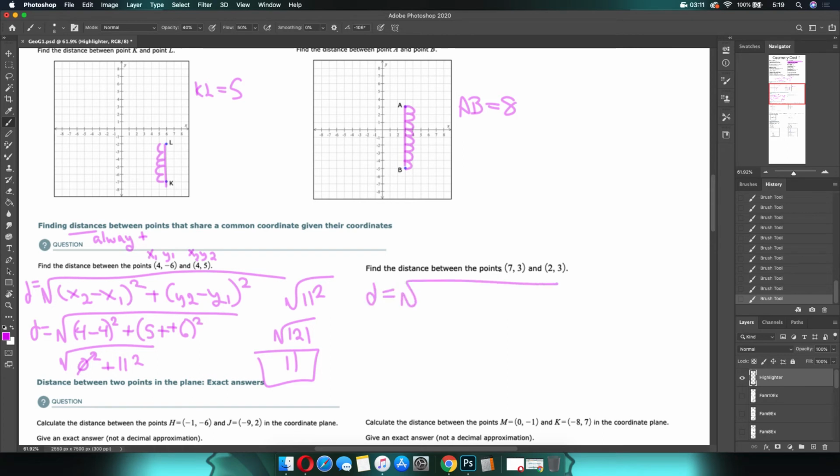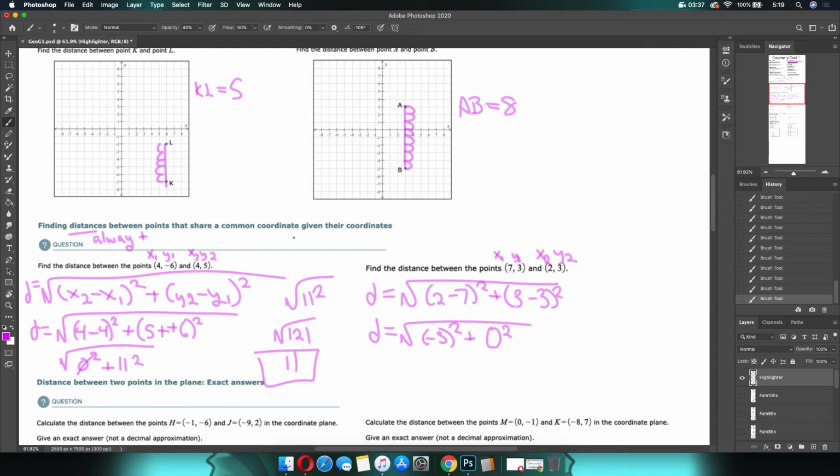Distance equals, let's see here, there's x1, y1, x2, y2. So what is my x2? 2. What is my x1? 7 squared plus. What is my y2? 3. What is my y1? 3 squared. So distance equals root. What is 2 minus 7? Negative 5 plus 0 again squared.